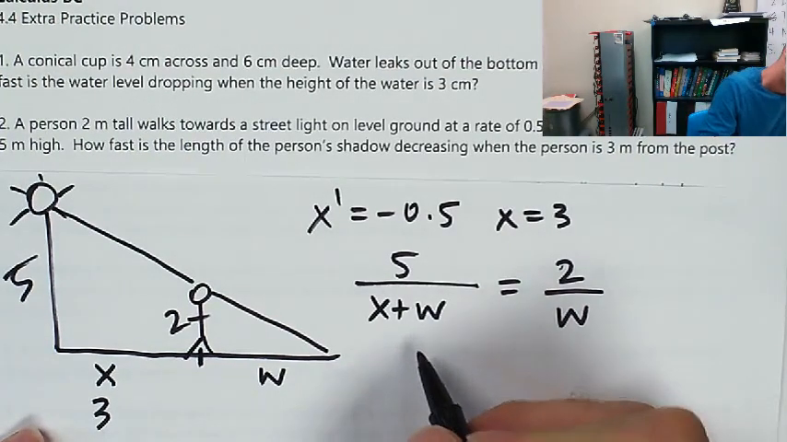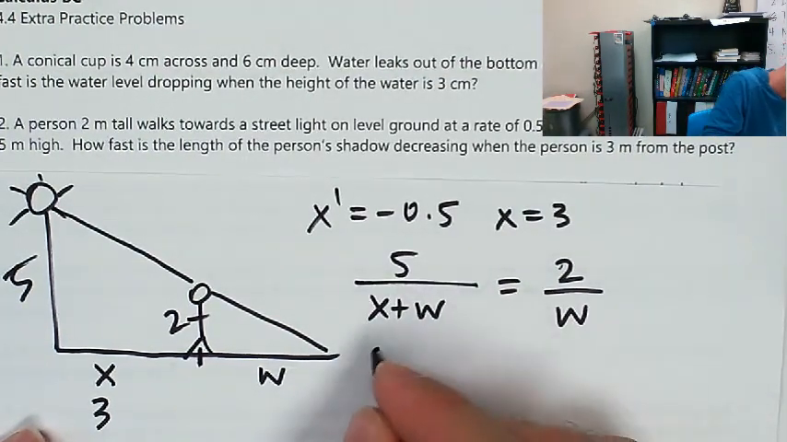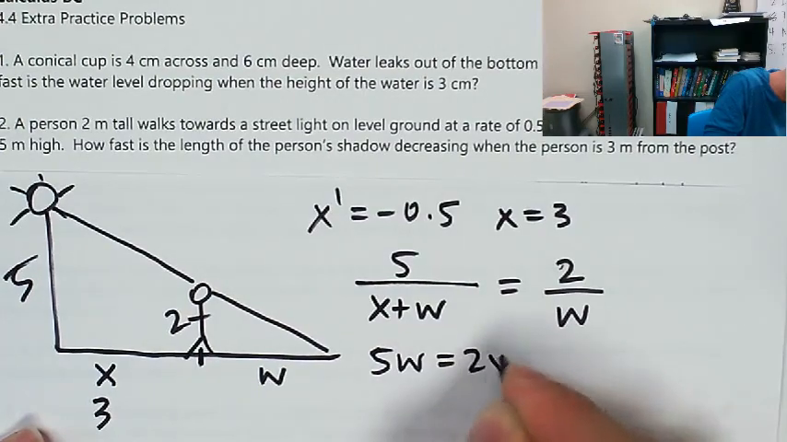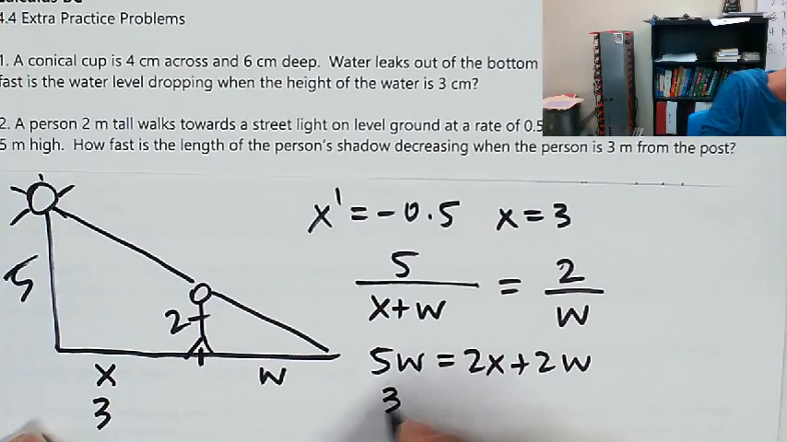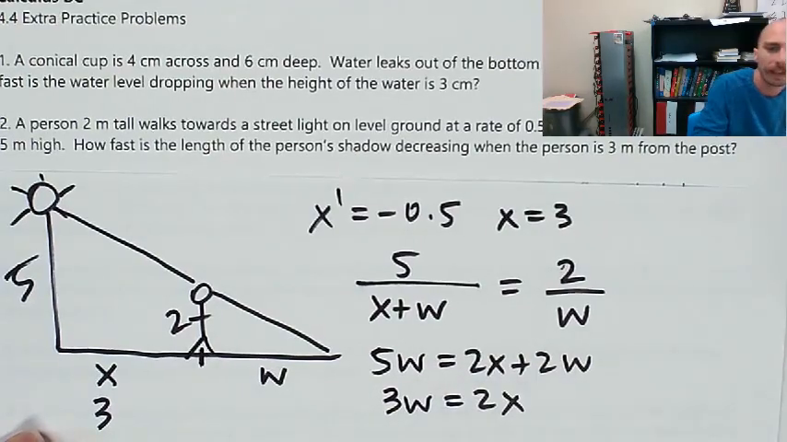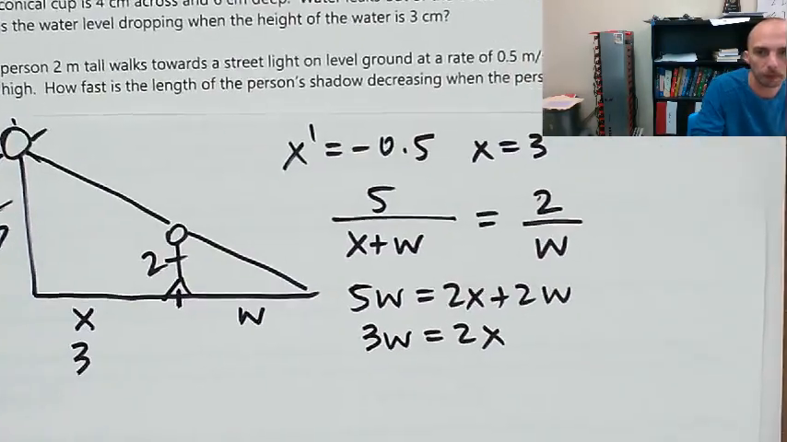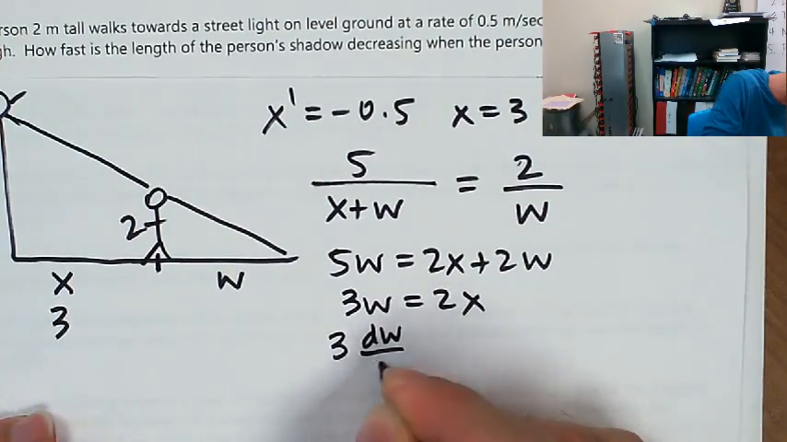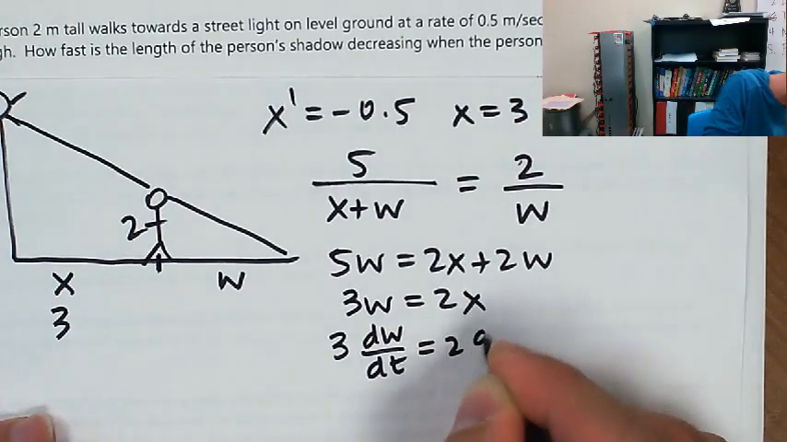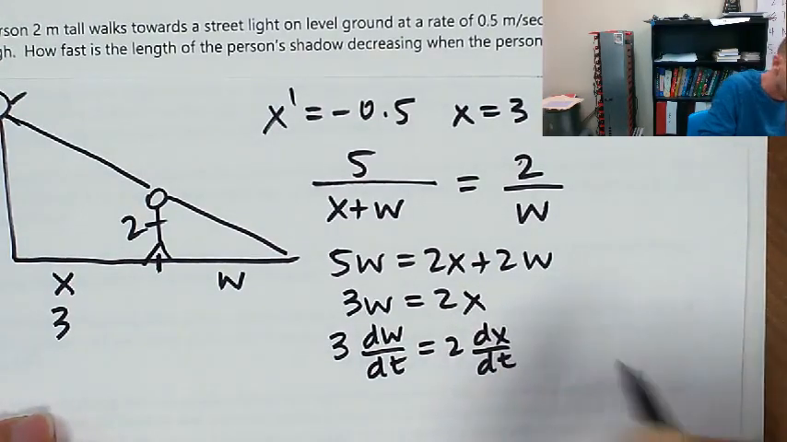All right, so what am I doing here? I'm going to cross multiply. 5W equals 2X plus 2W. Subtract 2W, I get 3W equals 2X. This is the type of relationship I can take the derivative of implicitly. So 3 dW/dt equals 2 dx/dt.